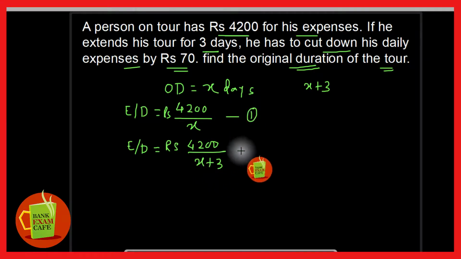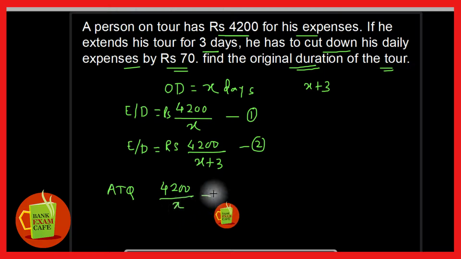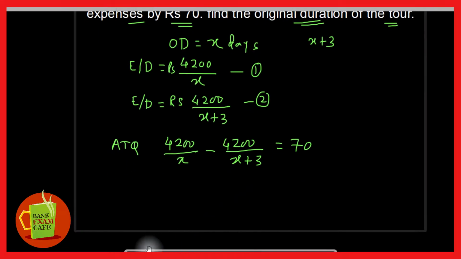Now let this be number 1 and let this be number 2, and as per the question you see that the difference of this daily expenditure is equal to 70 rupees. So according to the question we can say that 4,200 divided by X minus 4,200 divided by X plus 3, that difference is equal to 70 rupees. Now here you have got the equation. Solve this equation to get the value of X.